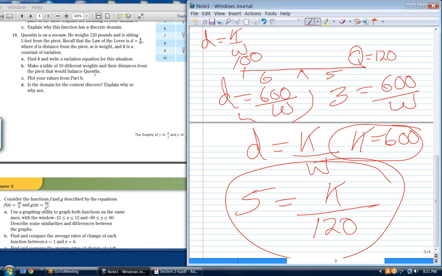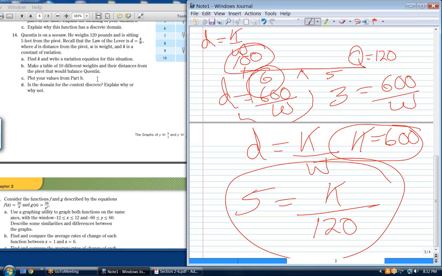So to come up with 10 different weights and distances, do you get how to do it? Yeah, that's kind of silly, but yeah, I get it. It is silly to have to come up with 10 of them. Coming up with 2 or 3 would have made sense, but what they hope is that by the time you do 10 of them, you'll realize that that times that is equal to 600 in every case. And that's what they want you to see.